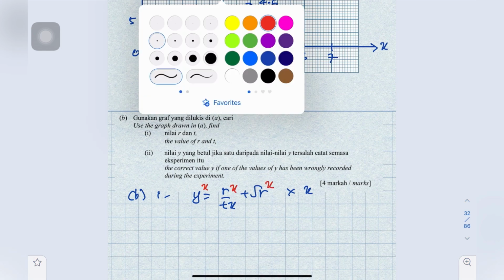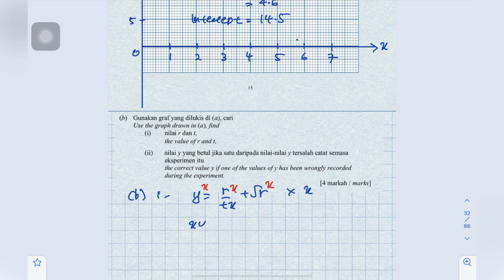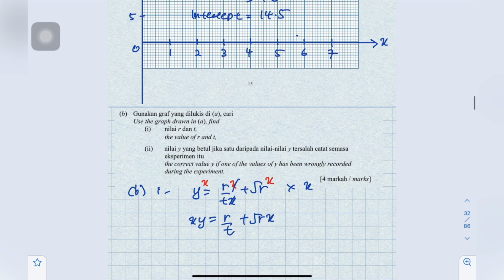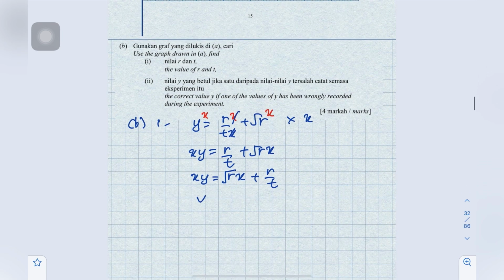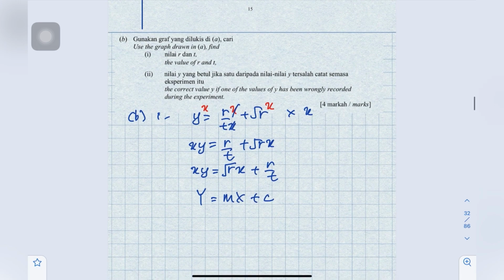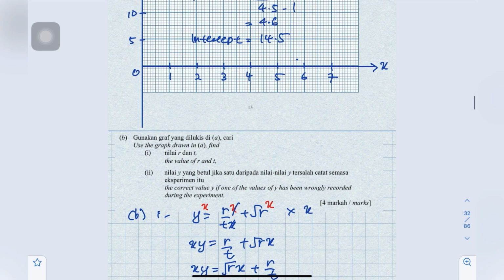So kita dapat xy equals to, this one eliminate, so r over t plus zrx. So we rearrange. So xy equals zrx plus r over t. So compare with the big Y equals to M big X plus C. Okay, so the gradient is zr. Okay, kita punya gradient tadi 4.6.